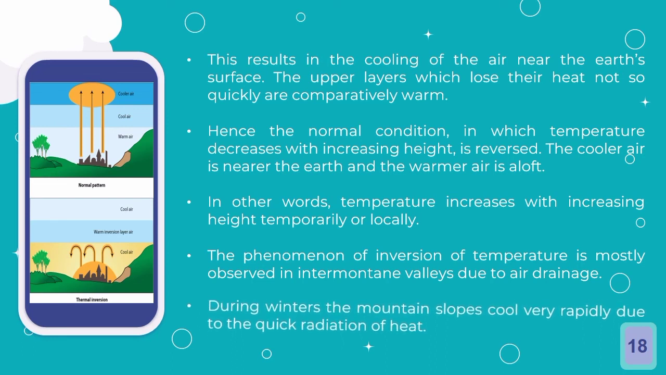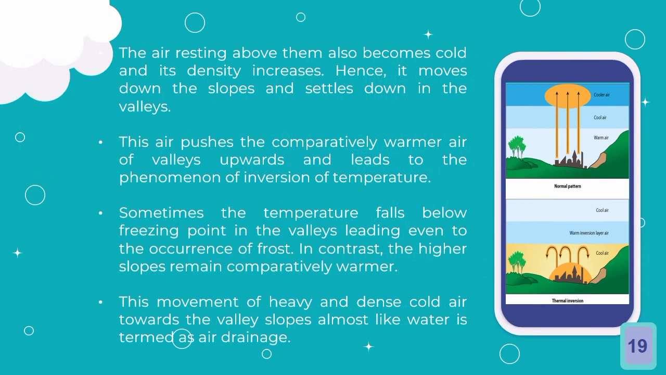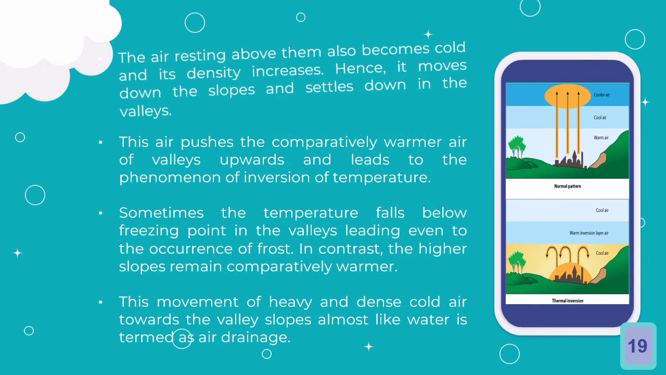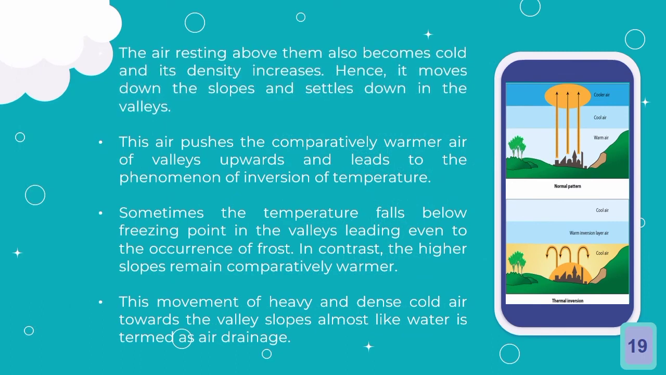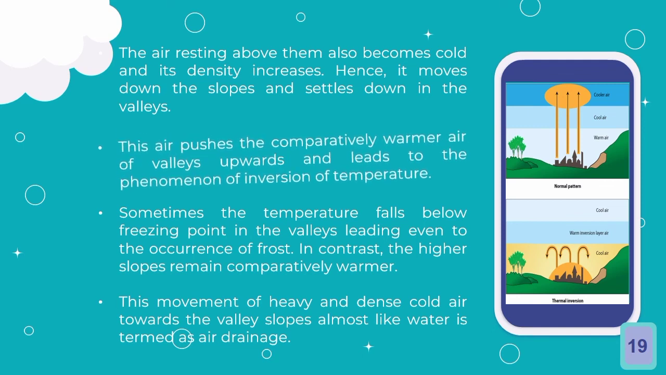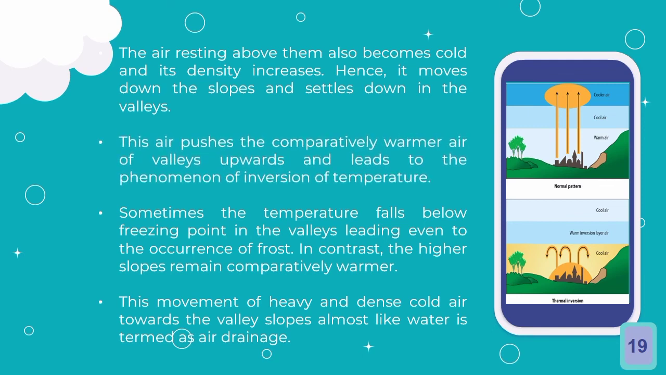During winters, the mountain slopes cool very rapidly due to the quick radiation of heat. So the air resting above them also becomes cold and its density increases. Hence, it moves down the slopes and settles down in the valleys. This air pushes the comparatively warmer air of valleys upwards and leads to the phenomenon of inversion of temperature. Sometimes the temperature falls below freezing point in the valleys, leading even to the occurrence of frost.